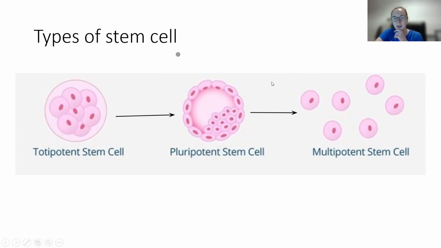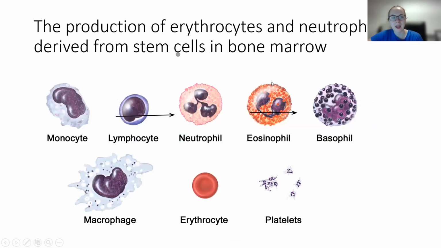So the example you guys need to know is about erythrocytes. So that's a red blood cell, and neutrophils, which is a white blood cell, which we've just learned about, haven't we? Derived from stem cells in the bone marrow. Okay, so let's have a quick look. So these are, don't get too worried about everything. Oh, sorry, let me just delete those arrows.